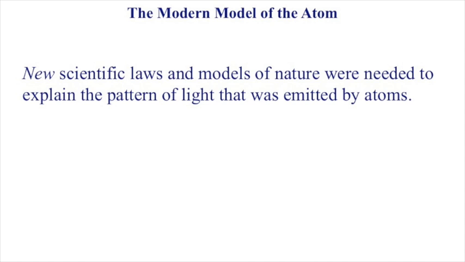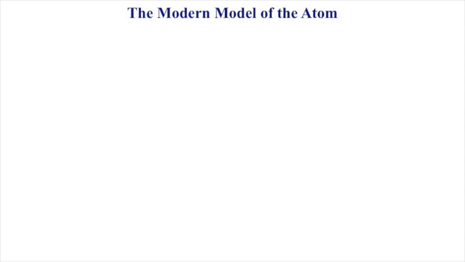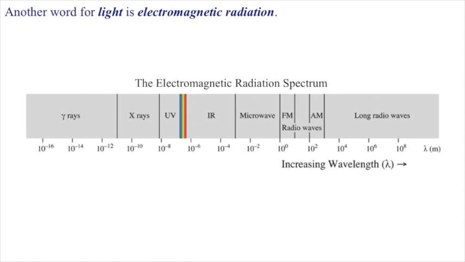Dalton's model of matter, the smallest particle, was an atom. But that couldn't explain the pattern of light given off when we heat up matter and look at the light that comes out of it. New scientific laws and models of nature were needed to explain the pattern of light that was emitted by atoms. To elaborate on this, I'm going to have to introduce you to a couple basic properties of light. Another word for light is electromagnetic radiation.